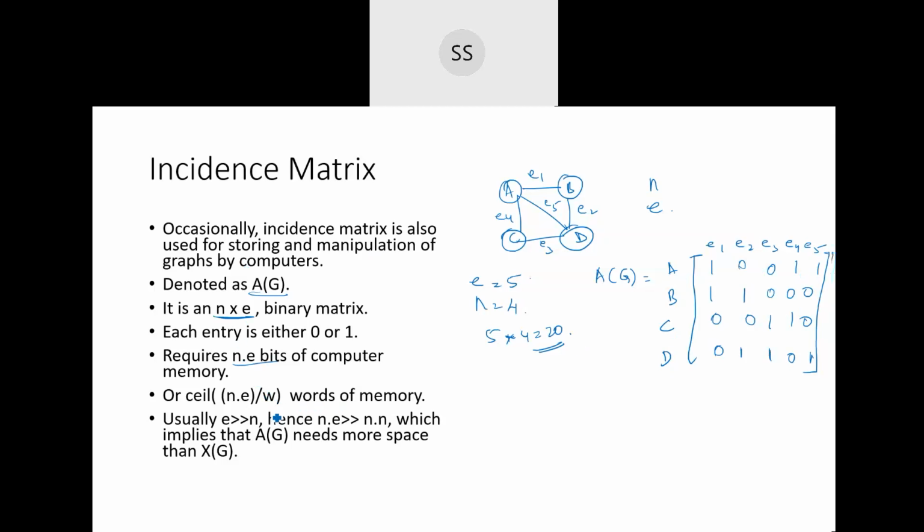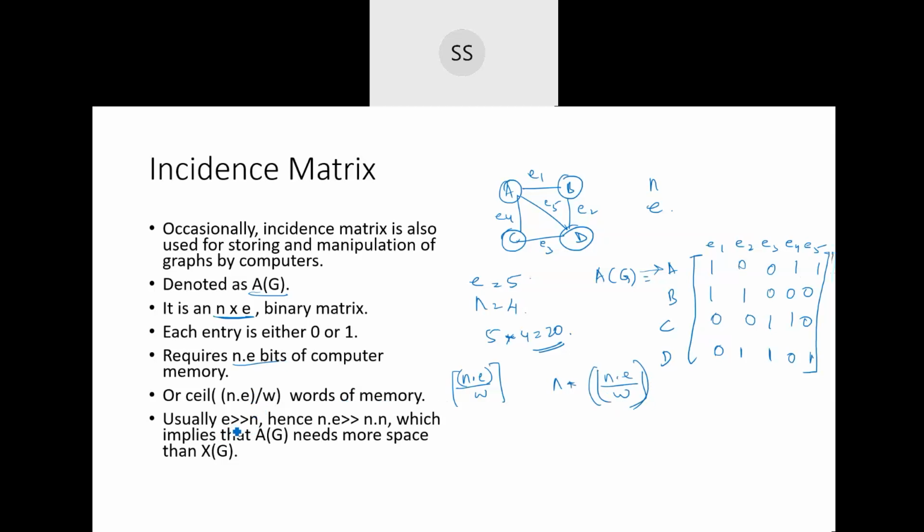Now, how many words of memory? Just as we said earlier, here also how many words of memory will we need? That is n into e divided by w. That is for a single row. For a single row, how many are there? Divided by w will give you the words of memory required for representing a single row, and for the full matrix, you will have to write n into e divided by w, the floor.